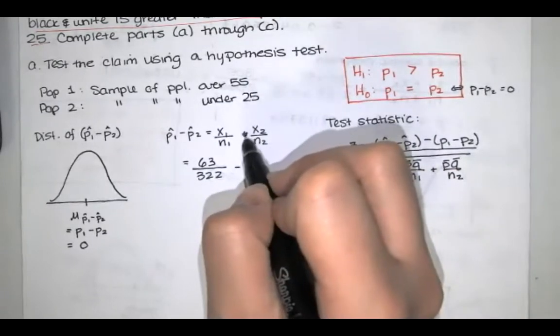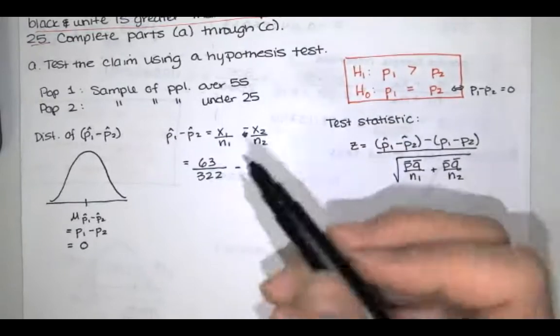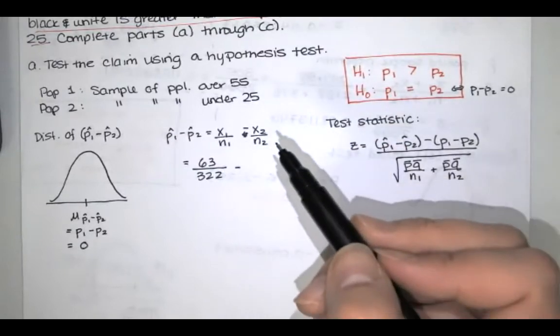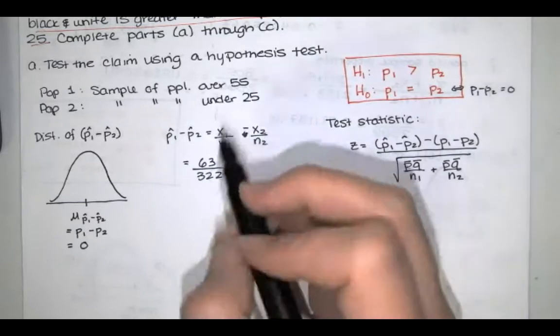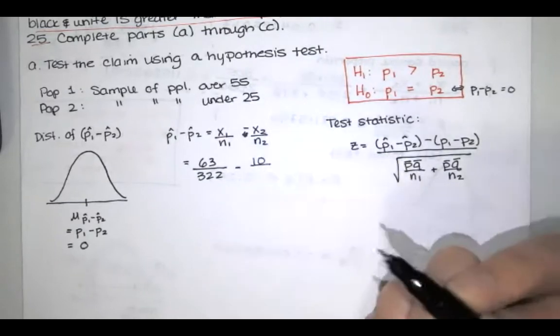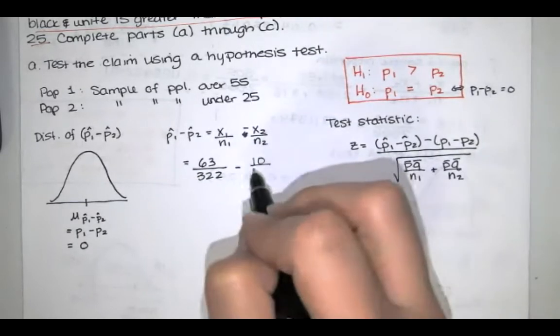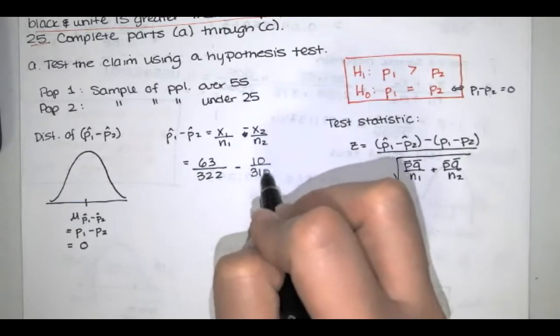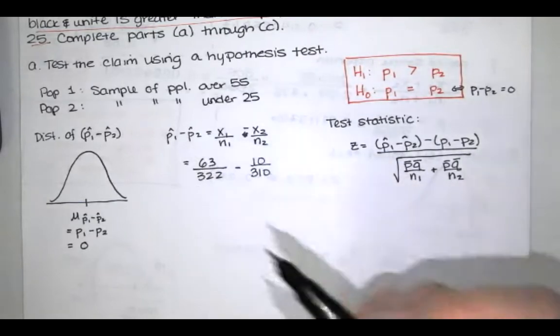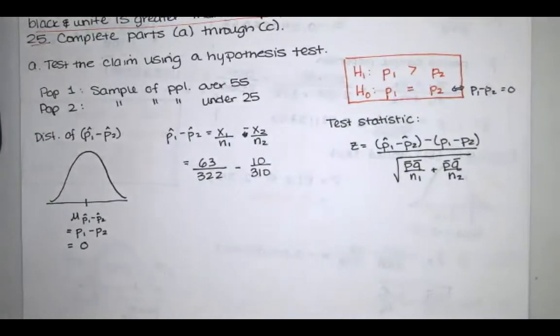Oops, I put an addition sign there. I meant to subtract those. Now for our second sample, we had 10 that dreamt in black and white, and there were 310 in that sample. So if we take the difference of these, that's our P1 hat minus P2 hat.